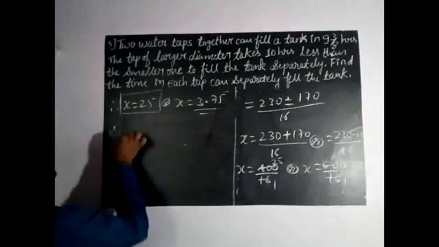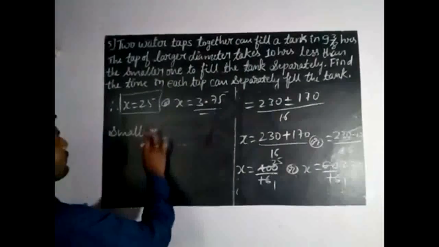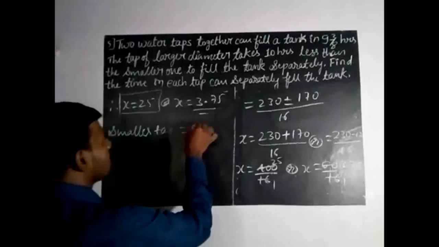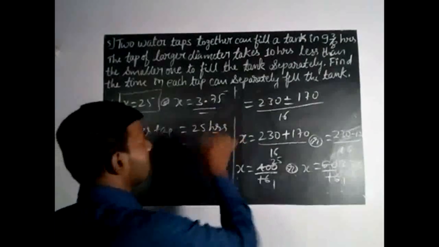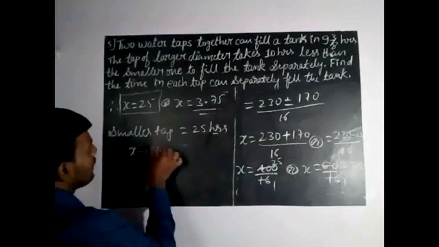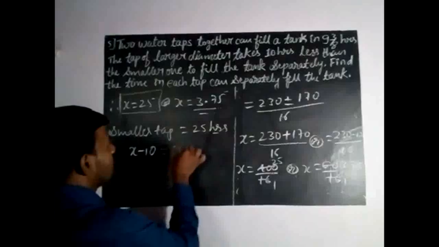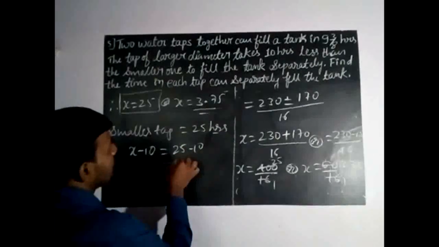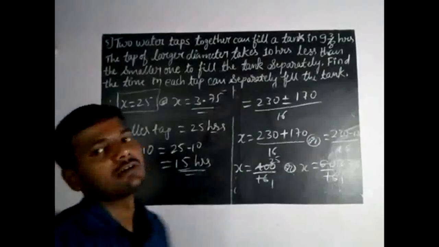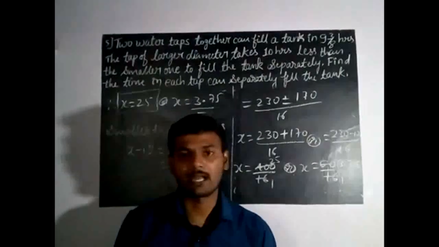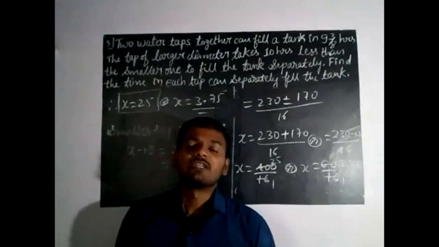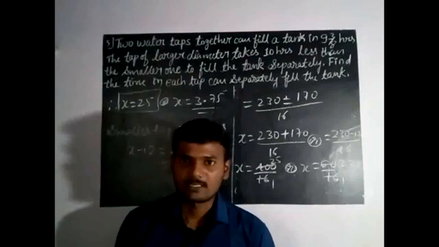The smaller tap can take 25 hours to fill the tank, and the larger tap, that means x minus 10, that means 25 minus 10, that means 15 hours. 15 hours is taken by the larger tap to fill the tank. If you have any doubts in this question, please ask in the comment box.